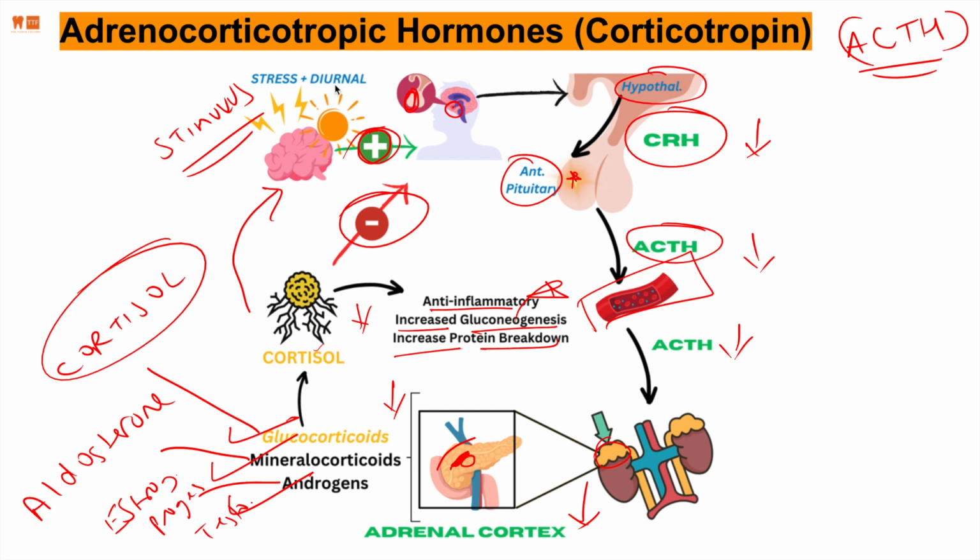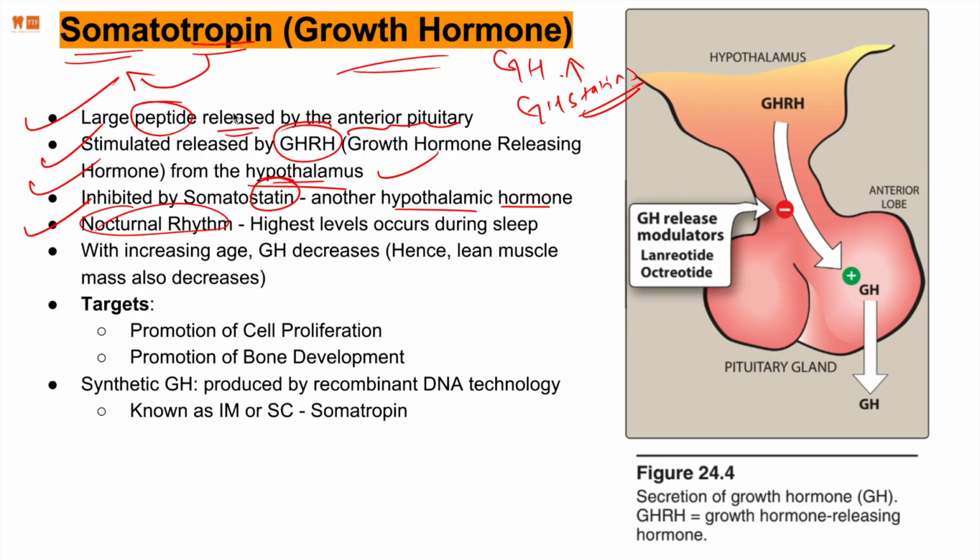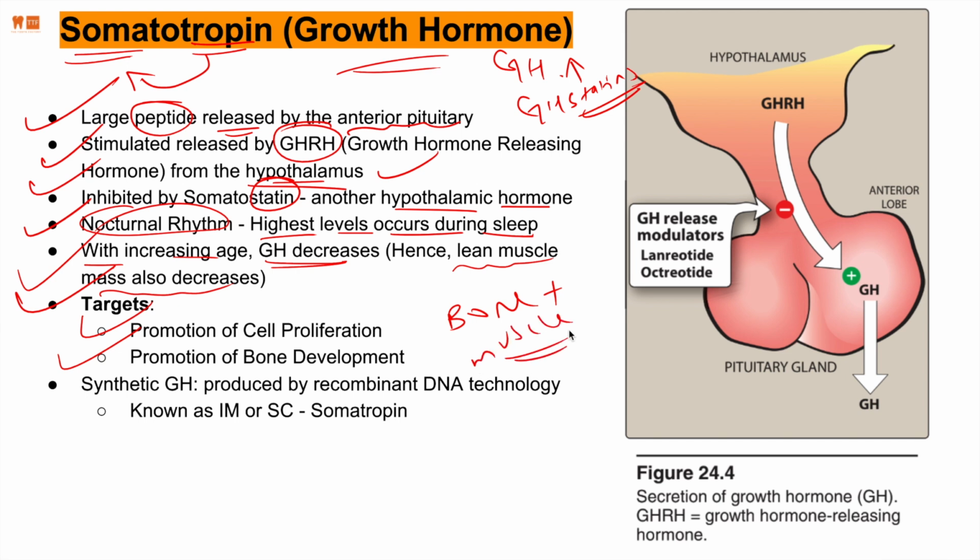Remember, this was a diurnal rhythm. This is a nocturnal rhythm. Highest levels occur during sleep. With increasing age and growth hormone reduction, lean muscle is lost. Remember, it's growth hormone, so if it's increased, it will produce muscle. With age and growth hormone reducing, all of that lean muscle mass is reduced. Targets: promotion of cell proliferation, muscle growth, right? And promotion of bone development. So bone and muscle. That's our growth hormone's function.